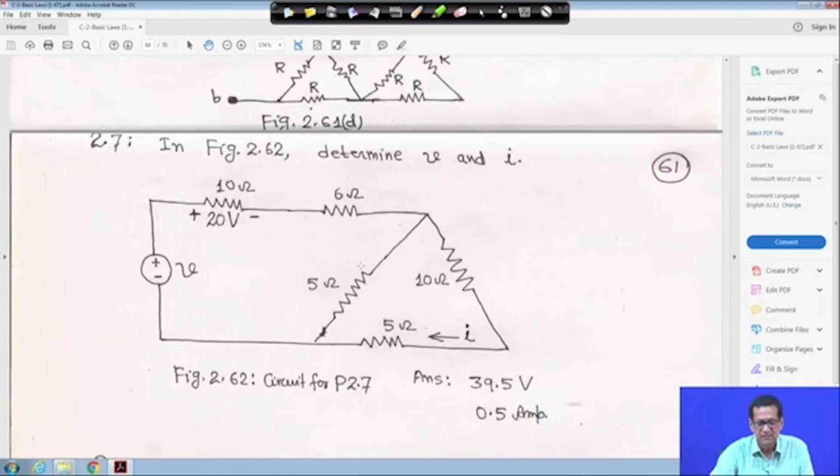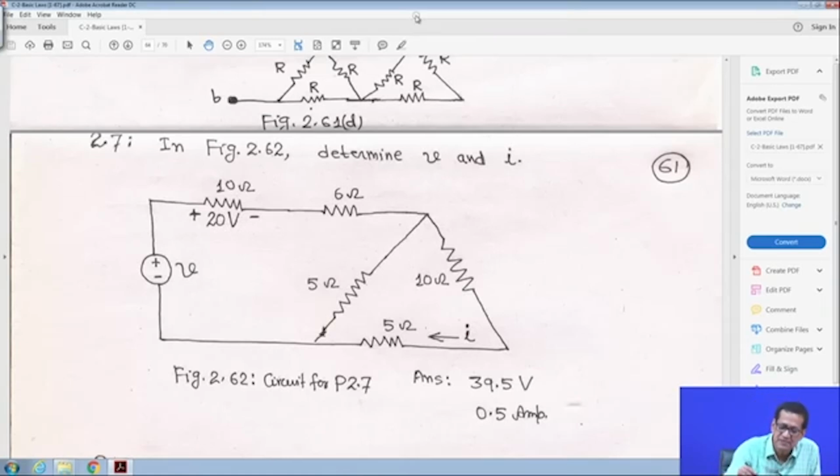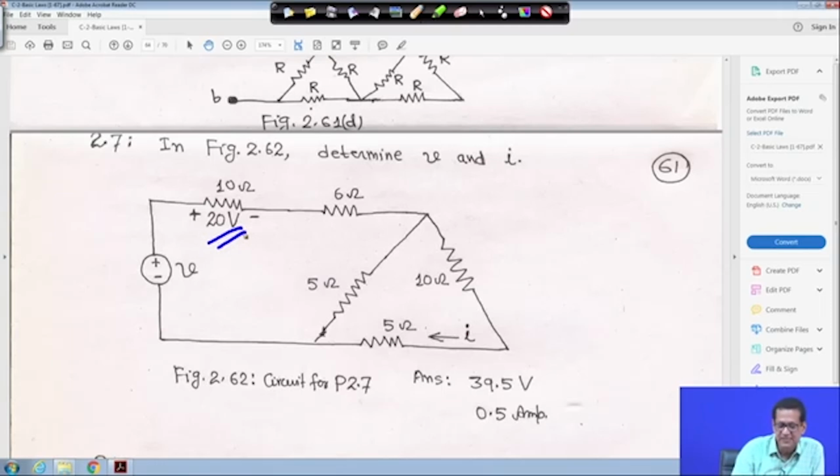In this circuit you have to find V and I. This is the current I, and you have to find this voltage V. The voltage across this 10 ohm resistance is given as 20 volt, so there should not be any confusion. You have to find V and I. The answer is given: V is 39.5 volt and current is 0.5 ampere.